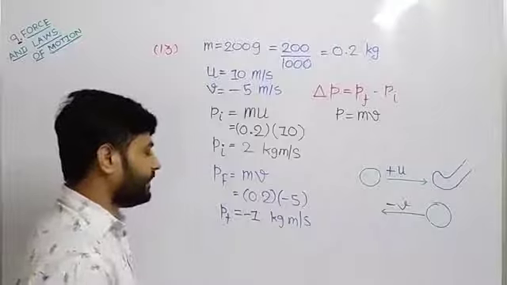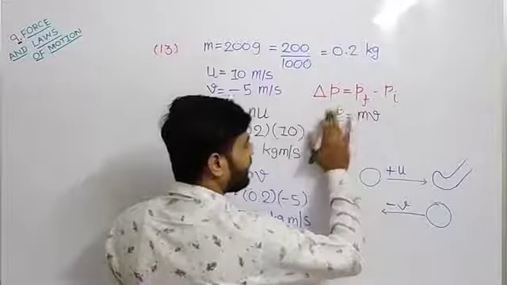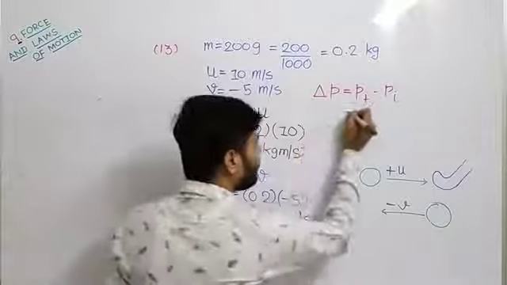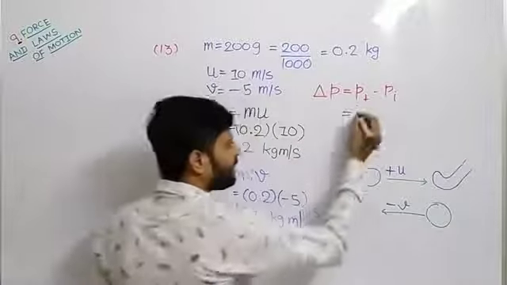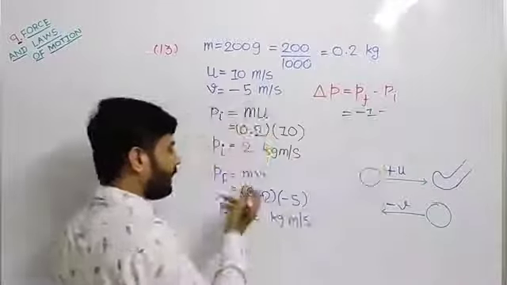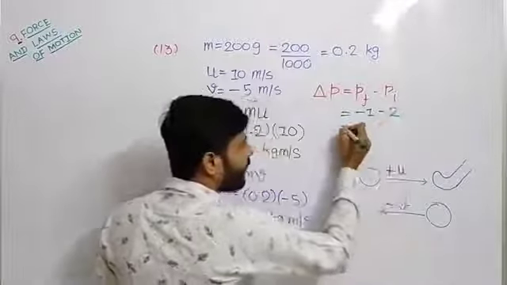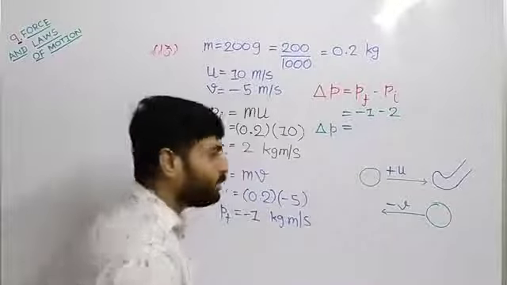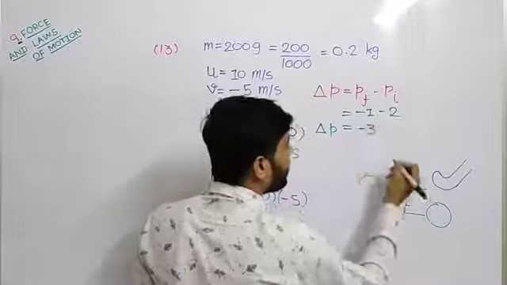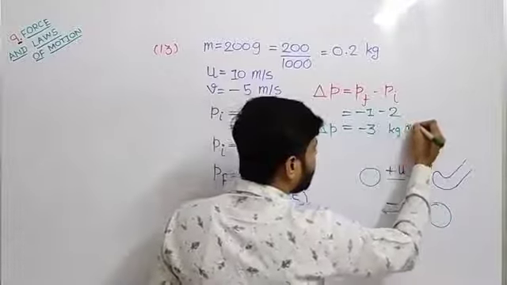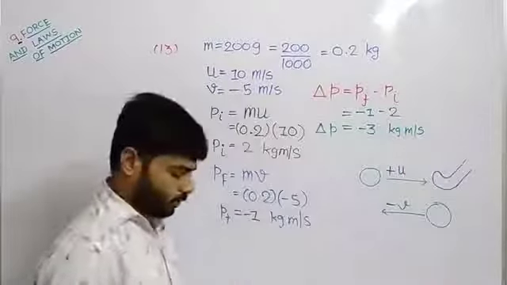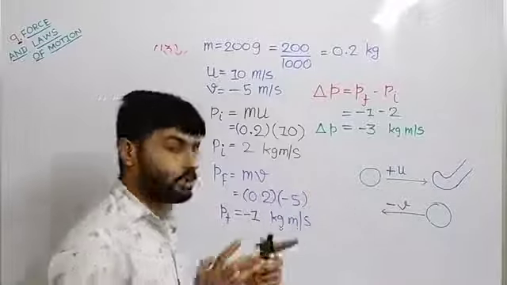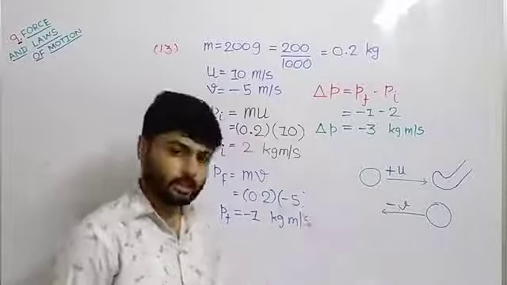Now what is change in momentum? That is delta P. So I will put the values here. Delta P is equal to PF minus PI. What is PF? That is minus 1, minus. What is PI? That is 2. So I have delta P equal to minus 1 minus 2. That is minus 3 kg meter per second. So I have 3 kg meter per second as change in momentum of this ball.